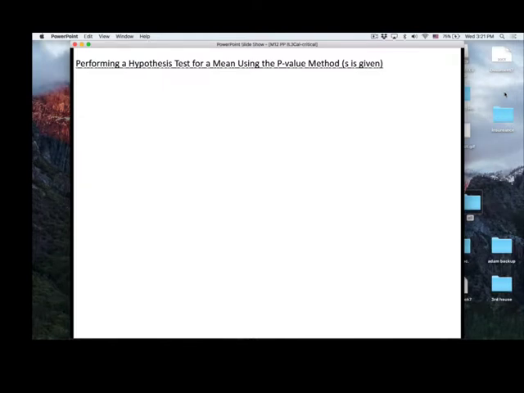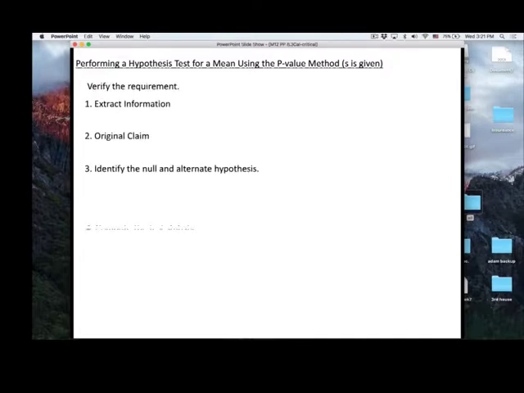Performing a hypothesis test for a mean using the p-value method. So s is given. s is a sample standard deviation. Every time you have a sample standard deviation given and you are working on the population mean, then we'll be using the t-distribution. So we're going to verify the requirement, and then we're going to follow the steps here.